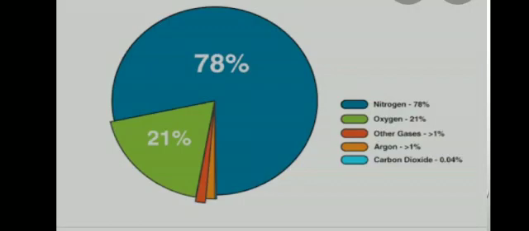Carbon dioxide makes up about 0.04% and the remaining 0.97% includes other constituents such as argon, ozone and water vapor. Some dust particles are also present in the atmosphere.